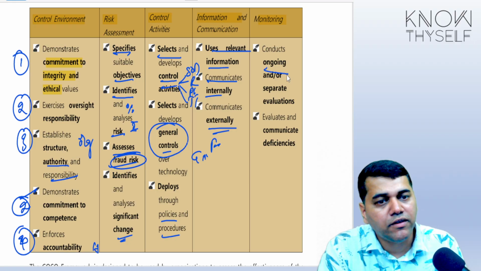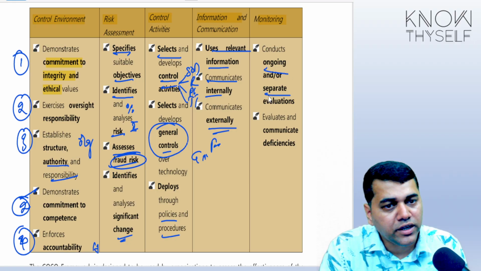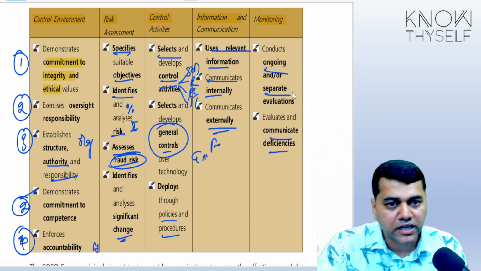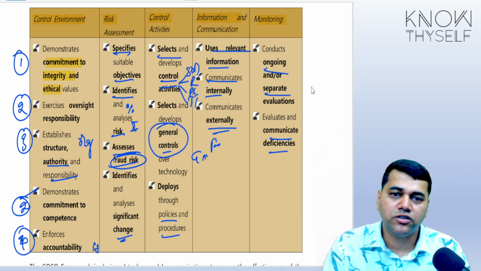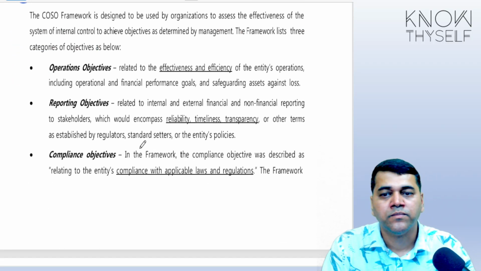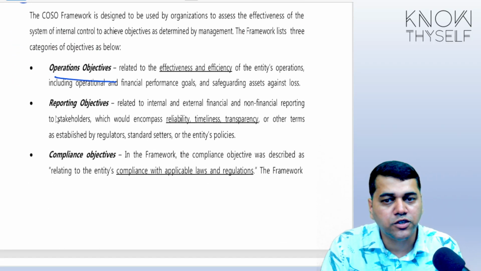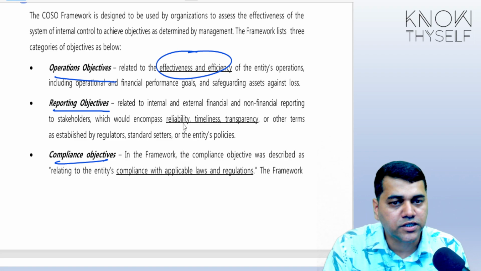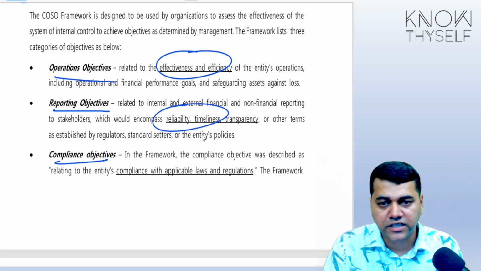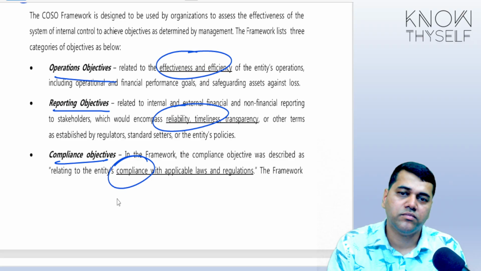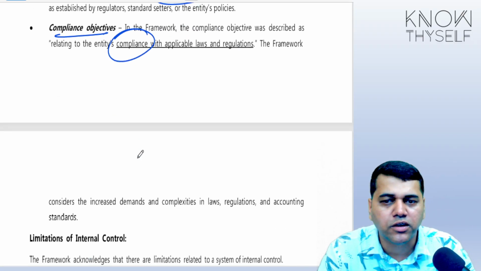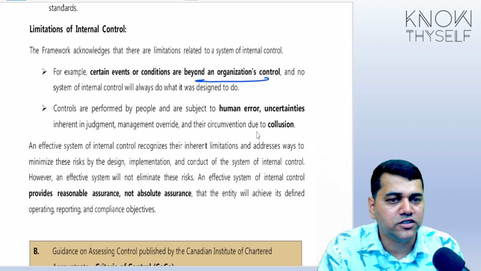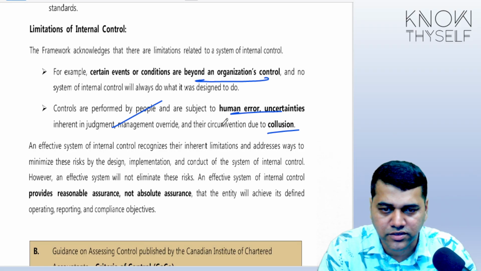And last, you need to have ongoing or separate evaluation, and communicate the deficiencies to the internal management and take the actions. So these are the 17 principles spread over this. What are the three objectives? Operations objective, reporting objective, compliance objective: effectiveness and efficiency of the operation, reliability of the financial reporting, and compliance with the law. Students, I will move fast because we have already covered this in detail. Limitations of internal control: certain events beyond the organization's control, human error, collusion. This we have also discussed.